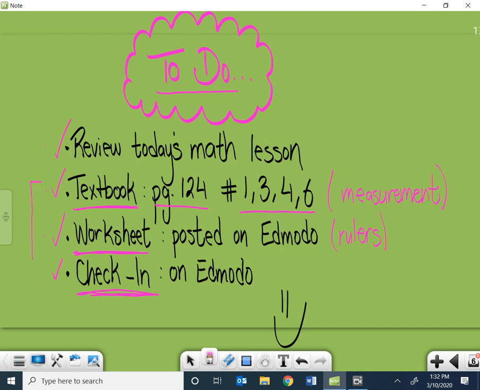These will be found in Edmodo. The worksheet obviously will be in Edmodo because none of you have these worksheets. The textbook questions, in case you didn't take the textbook, I will also post on Edmodo. So you need to make sure that you're checking Edmodo consistently. And that's it. That's your math lesson for today.